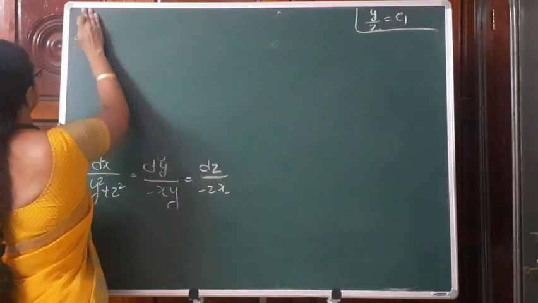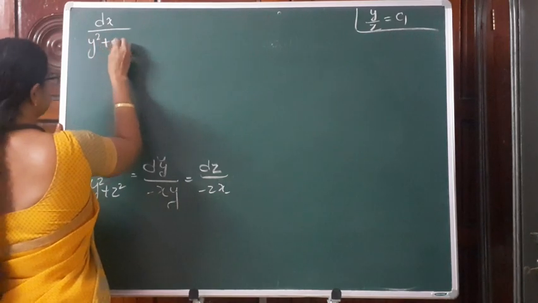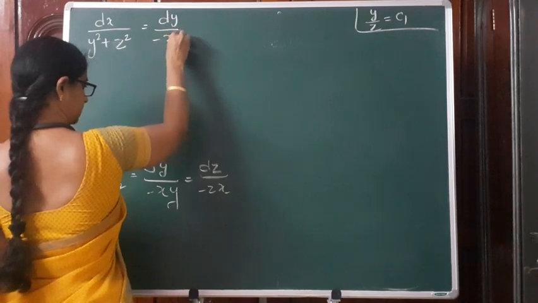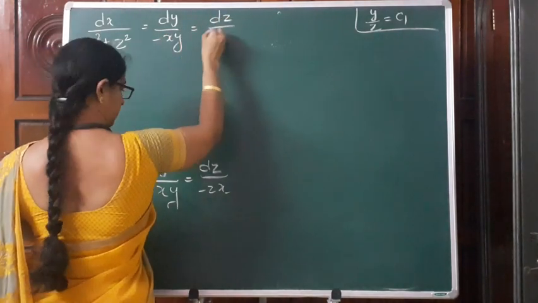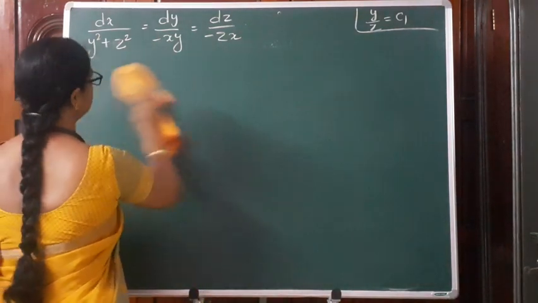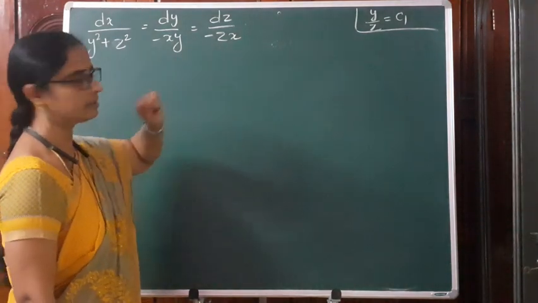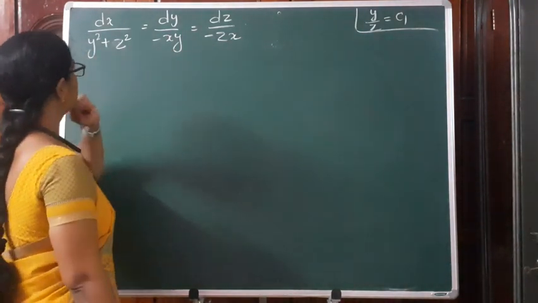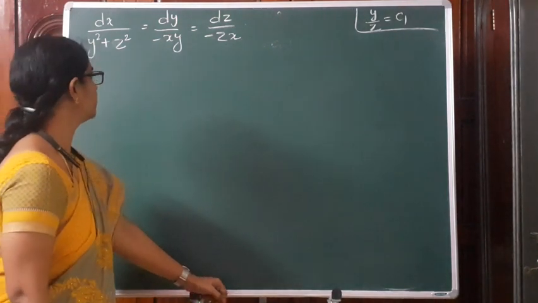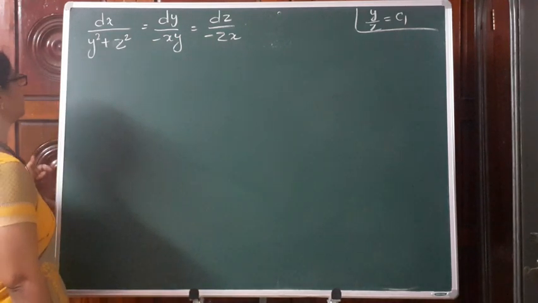Again I write it here. dx by y square plus z square is equal to dy by minus xy is equals to dz by minus zx. These are the auxiliary equations. Now I think we cannot group any other two terms. If 2 and 3 are grouped we obtain the solution, and we cannot group any other two terms, so we will try for multipliers. What multipliers can we take here? So think once. You can try different options.